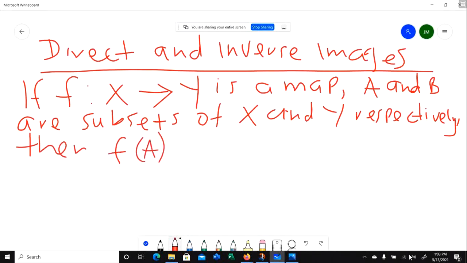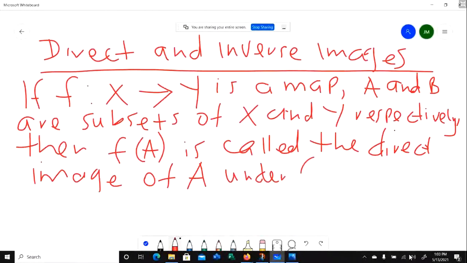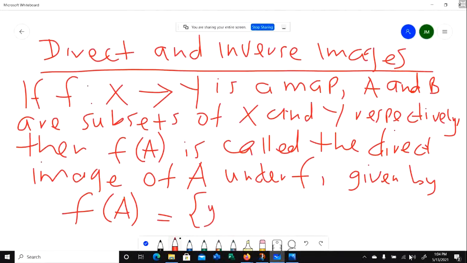F of A is called the direct image of A under F. Given by F of the subset A is equal to the set of Y in Y such that there exists X in A such that Y is equal to F of X.